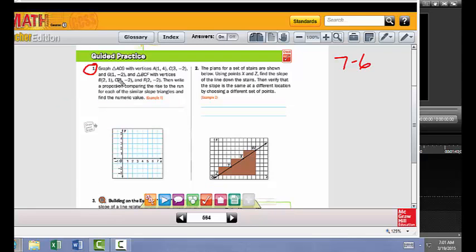Here are your solutions to 7-6, guided practice. Problem number 1 asks us to graph. So once again, I'm going to do this the easy way and turn the answers on here. So first of all, we graph the two triangles, and they're right here. So we're going to start with GA and GC.